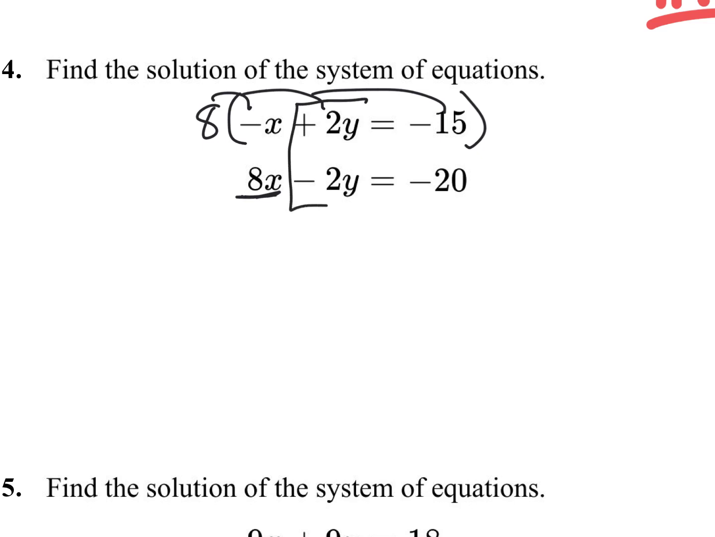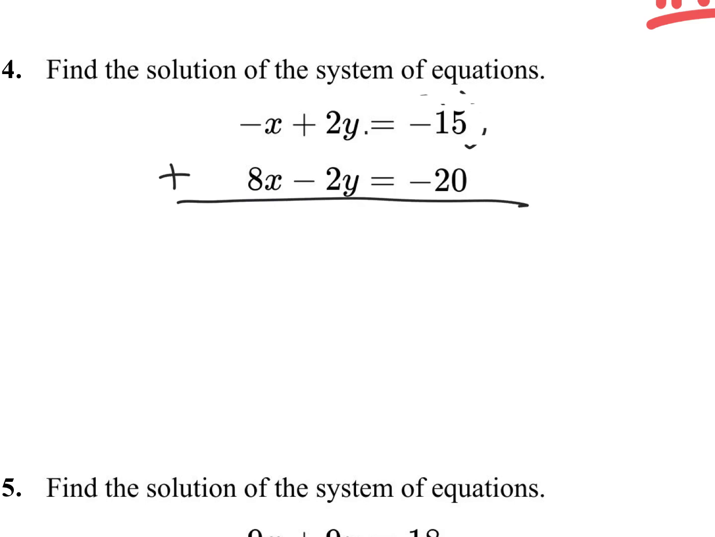But looking further, what if I add those together? What do I get? 0. So they cancel out automatically. So instead of doing 8, I'm just going to get rid of my y. Because if I add this together, -1x plus 8x is 7x. 2y minus 2y, they cancel out. Bring down your equal sign. -15 plus -20 is -35. So x equals -5.